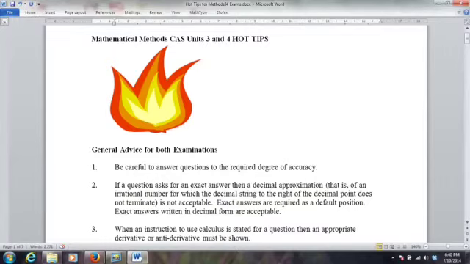Now, you need to be careful to answer questions to the required degree of accuracy. If a question asks for an exact answer, then a decimal approximation of an irrational number, for which the decimal string to the right of the decimal point does not terminate, that is the definition of an irrational number, would not be acceptable because that's not exact. Exact answers are required as the default position, and exact answers written in decimal form are acceptable.